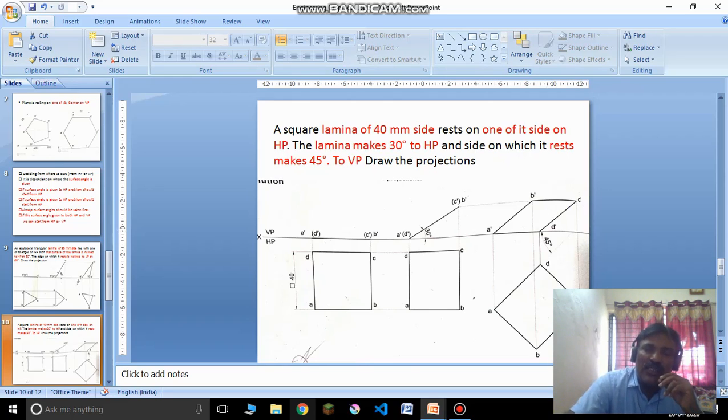Here you can see that throughout the problem, since I am resting on one of its sides, the AD edge must be on the XY line. AD here also, AD here also, AD here also. In all three figures, that edge is on the XY line. That means it is correct. I hope all of you understood this problem.